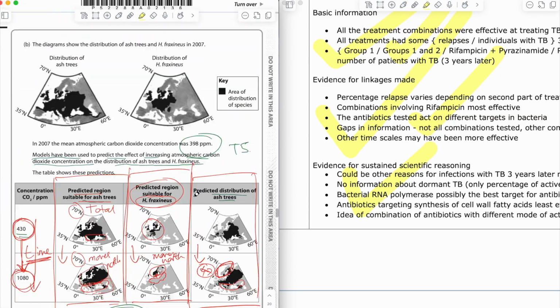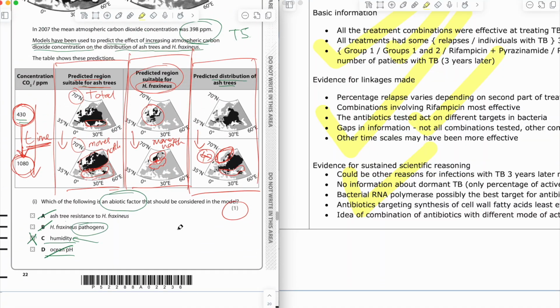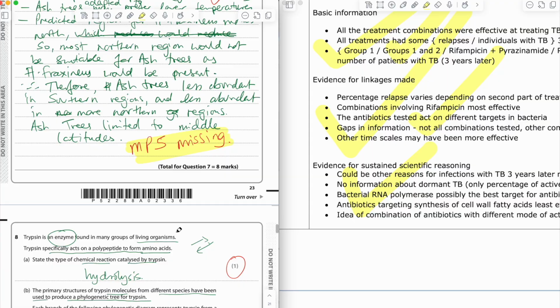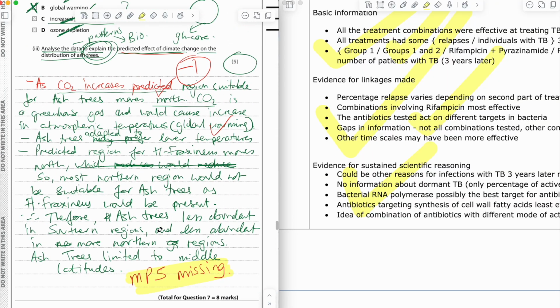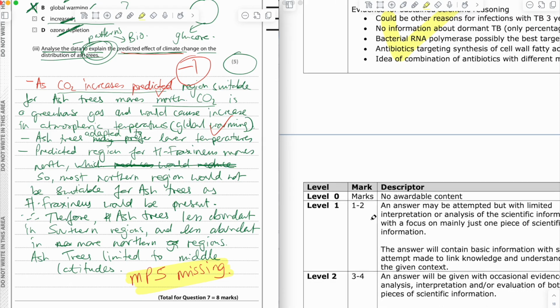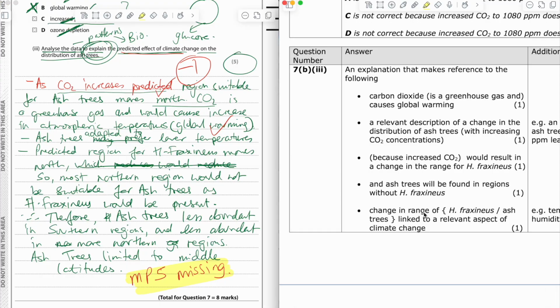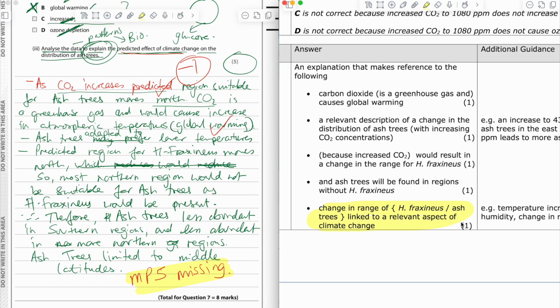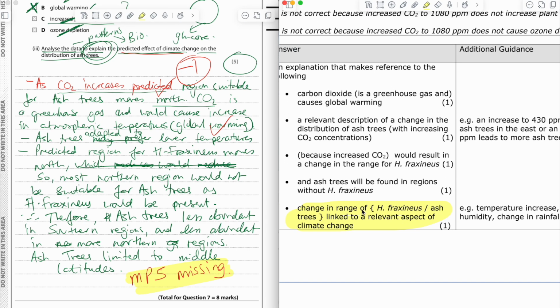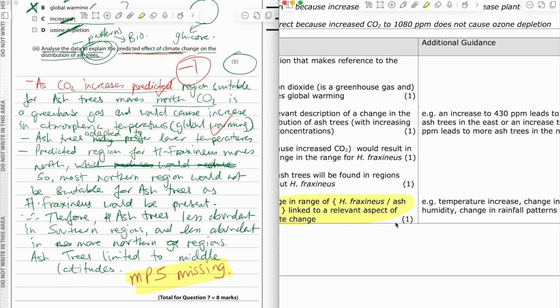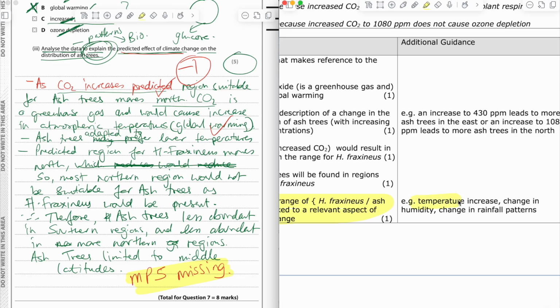Okay, let's move on. This question was tricky to work through, but in the end, it turns out okay. I missed marking point 5 on this question, so that's question 7, the 5 marker. The change in the range: I forgot to be specific, or didn't think about being specific, about what could be the causes of the change in the pathogen of the ash trees linked to a relevant aspect of climate change. This is a big part of topic 5, how global warming has its effect.